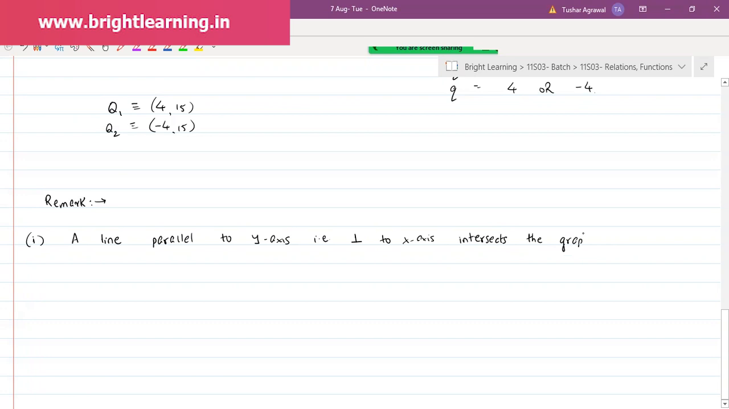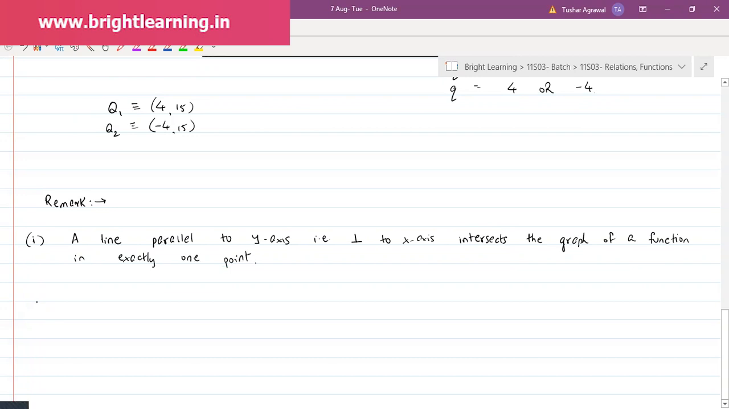intersects the graph of a function in exactly one point. And the second remark is what? A line parallel to the x-axis, that is perpendicular to the y-axis. Parallel to the x-axis means a horizontal line.